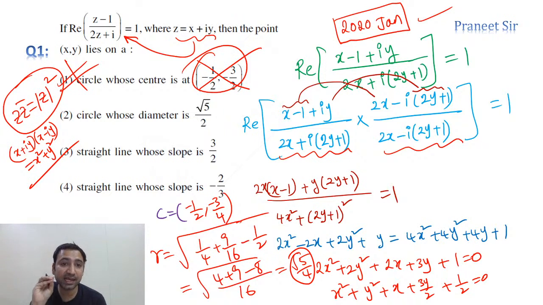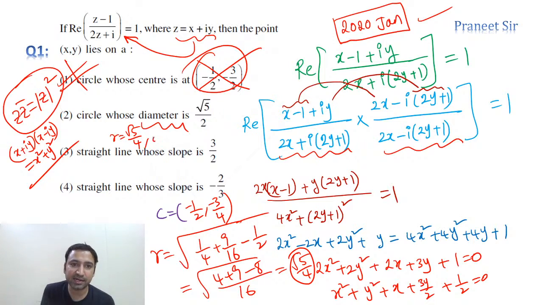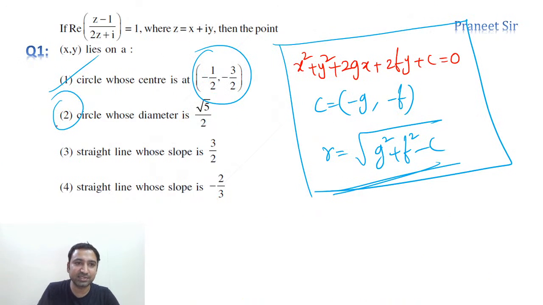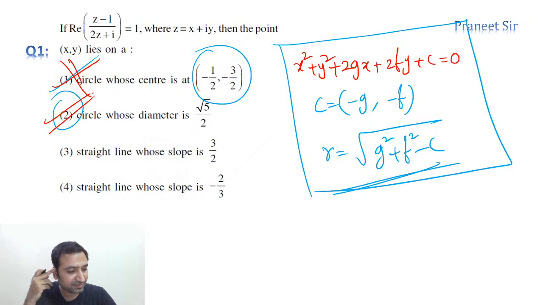But he is asking diameter. See, if r is equal to root 5 by 4, can I say that diameter D is equal to 2r, which is equal to root 5 by 2? Yes. So we're getting second option is the answer. Correct? Finally, we got the answer, guys. Okay. After doing too many silly mistakes, we got the final answer, which is second option, not first option. Clear?